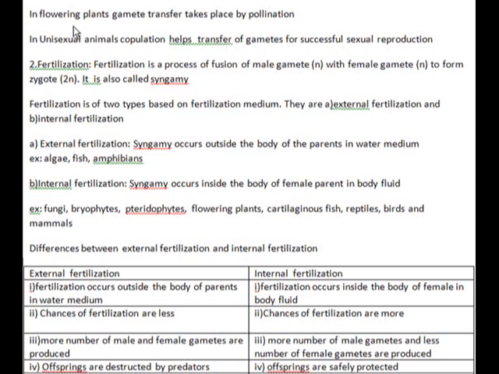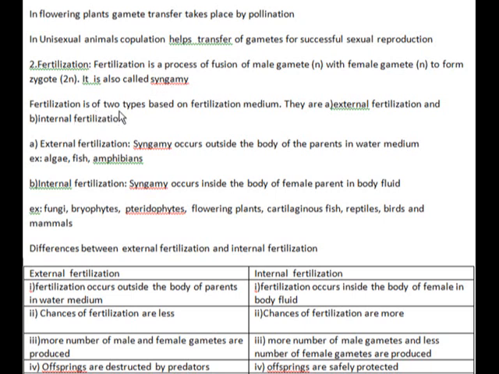So till now we completed pre-fertilization events. So that involves gametogenesis and gamete transfer. Next is fertilization. Fertilization is the process of fusion of male gamete with female gamete to form zygote. That is, fusion of haploid male gamete with haploid female gamete to form diploid zygote. It is also called syngamy. Syngamy is the equivalent term for fertilization.